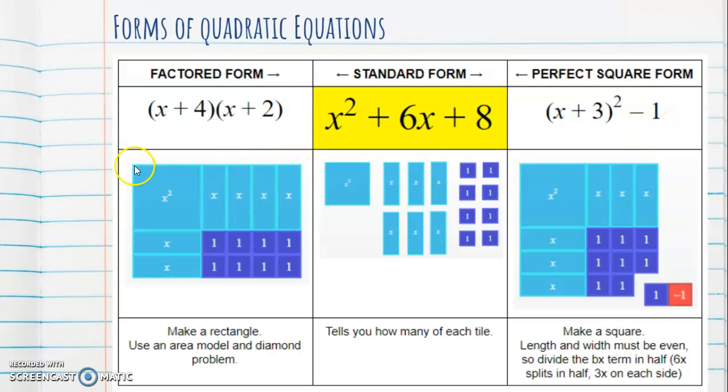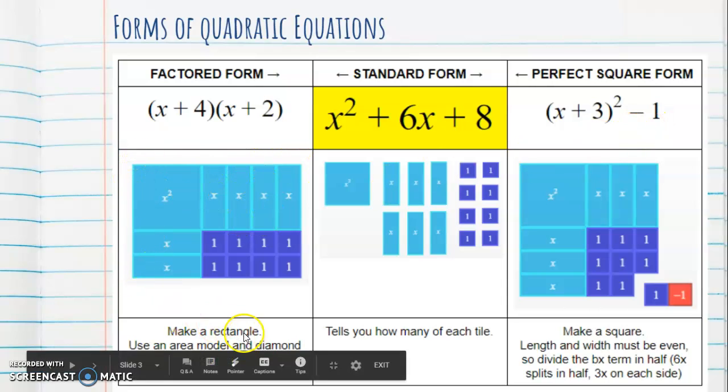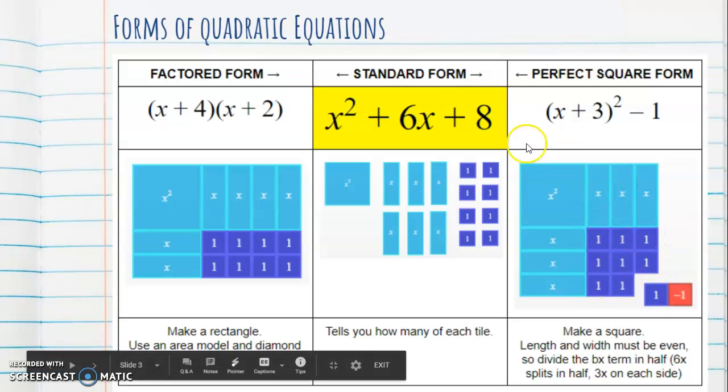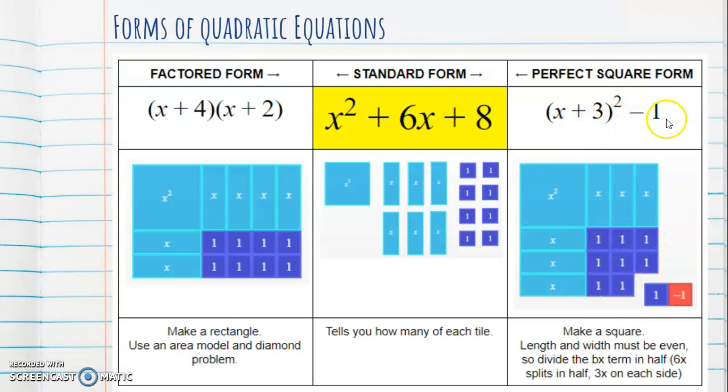Notice for the rectangle, the length and the width can be different. Here we use our diamond problem to help figure that out. For the perfect square, your length and your width have to be the same. And so how do we figure this out? We take our b value, the 6x, and we split it in half, right? And so we know 6 cut in half is 3, and 3x is here. Now how many singletons are we going to need? We take that 3 and we square it, right? It says 3 by 3 square, which is 9, but we don't have 9, we have 8. And that's why we did this whole -1. Okay, all right, so these are the different forms of quadratic equations.